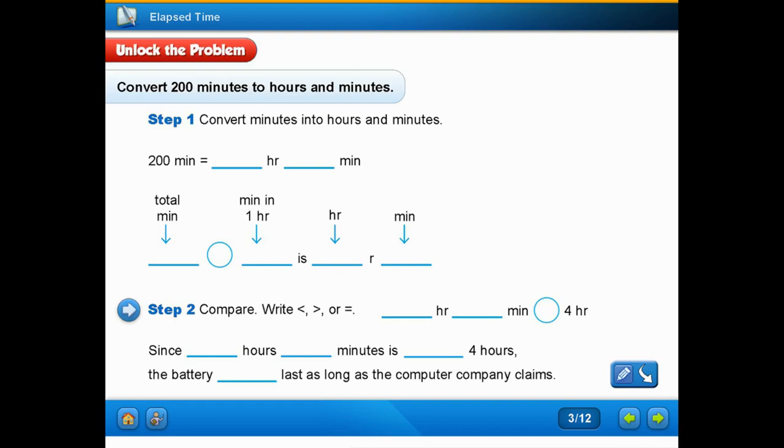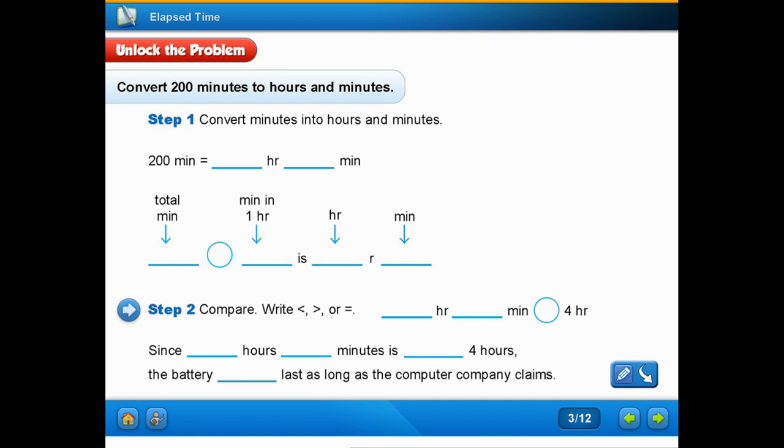Hey guys, today we are going to be working on what's called elapsed time, or trying to figure out how much time goes between one time and another. This is lesson 10.7, so make sure you have your packet in front of you and your reference paper, along with your whiteboard if you think you're going to need it or not.